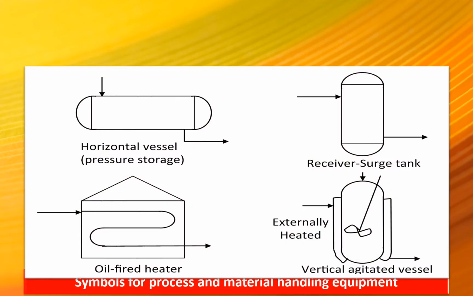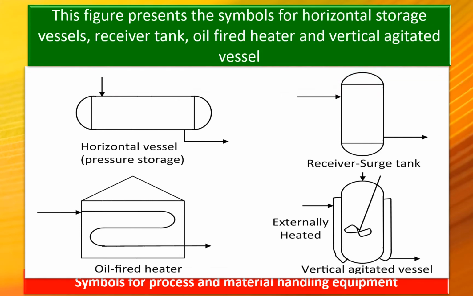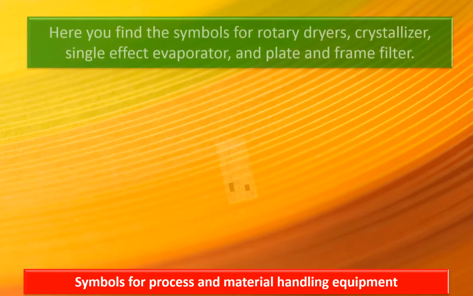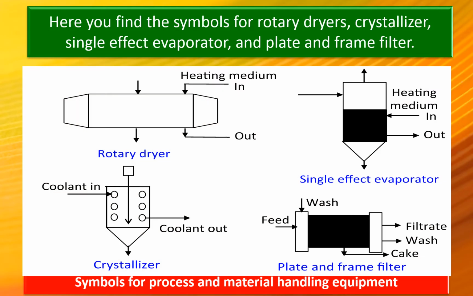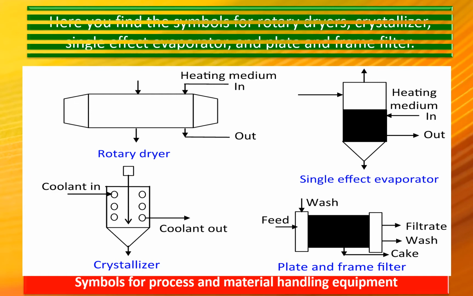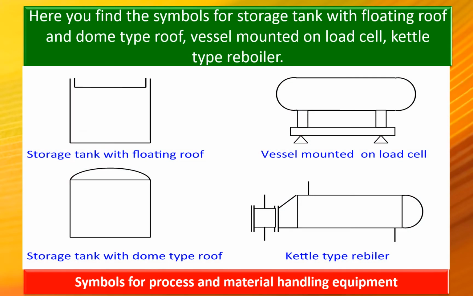This figure presents the symbols for horizontal storage vessels, receiver tank, oil-fired heater, and vertical agitated vessel. Here you find the symbols for rotary dryers, crystallizers, single effect evaporator, and a plate and frame filter. Here you find the symbols for storage tank with floating roof and dome type roof, vessel mounted on load cell, and kettle type reboiler.